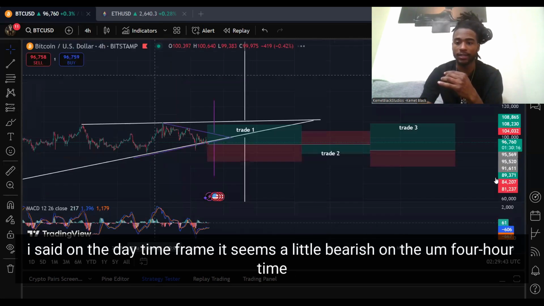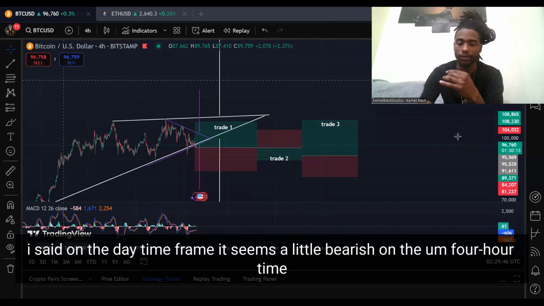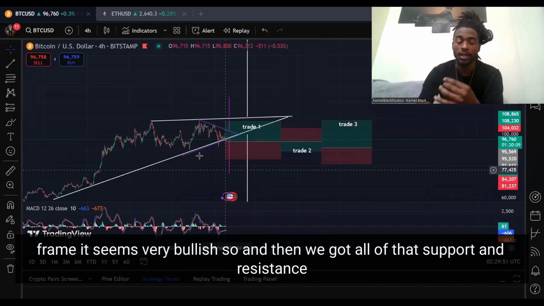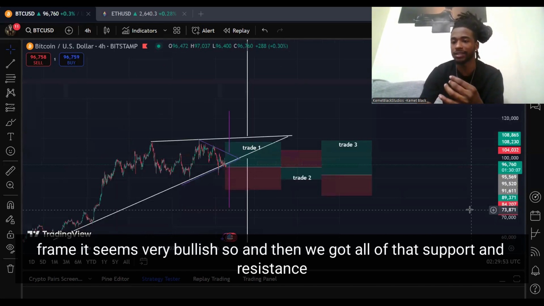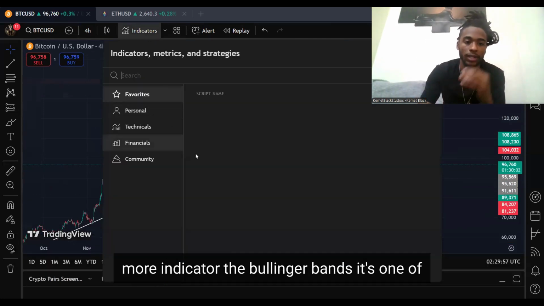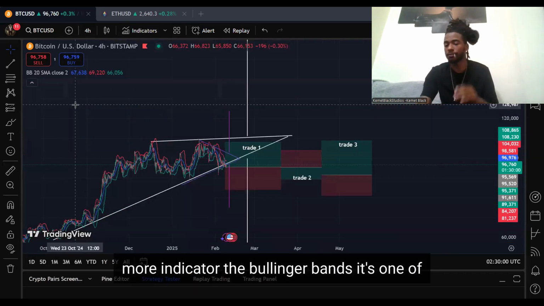So like I said, on the daily time frame, it seems a little bearish. On the 4-hour time frame, it seems very bullish. And then we've got all of that support and resistance, just immediately squeezing us in. All right, let's take a look at one more indicator, the Bollinger Bands. It's one of my favorites.